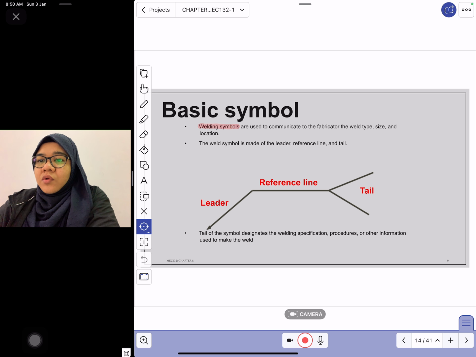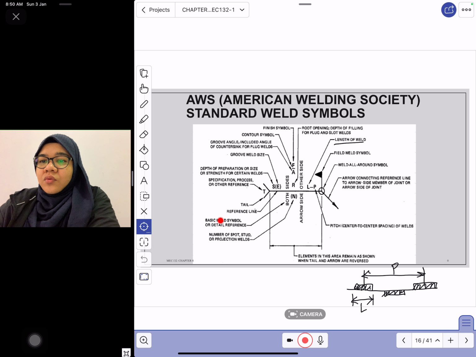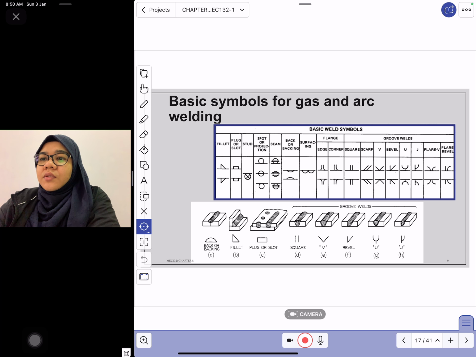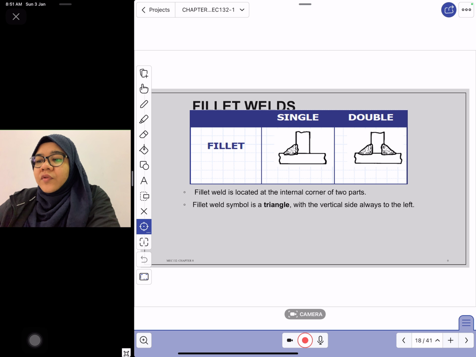So symbol of welding semua letak dekat reference line kan tadi kan. Weld symbol ni letak dekat reference line. Okay, so inilah weld symbol letak kat reference line. Okay, so this is in detail dia nak explain the type of welding. Yang kita tahu tadi ada biasa yang kita guna adalah fillet. It's a triangle with the vertical side always to the left. So dekat sini ataupun both side double, kita letak dua-dua lah, kiri kanan untuk fillet.